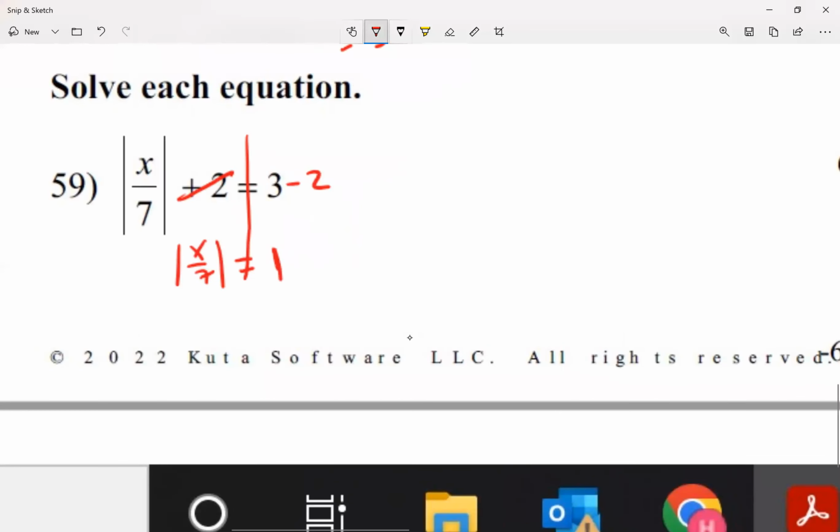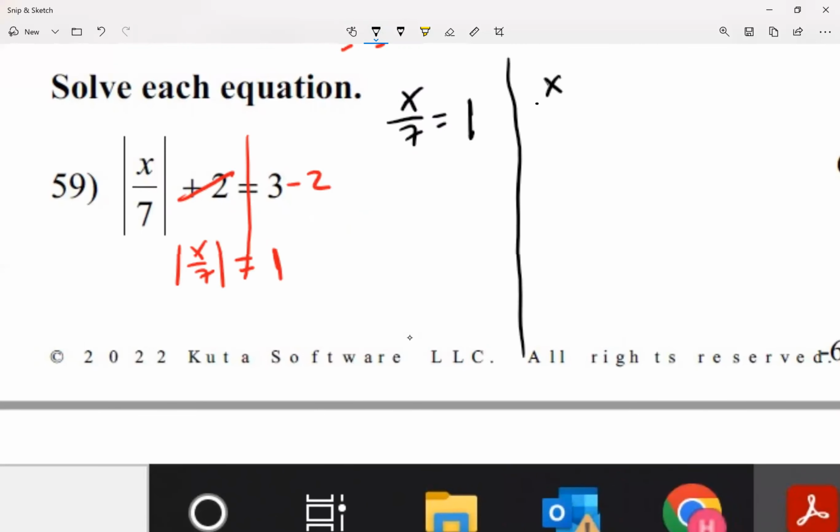Now the absolute value is by itself. I'm going to split it as 2 different questions. I'm going to have x plus 7 is equal to 1. And I'm also going to have x plus 7 equals -1. Right? The number that is by itself, the 1 in this case, one time I wrote it as +1 and the other one as a -1.